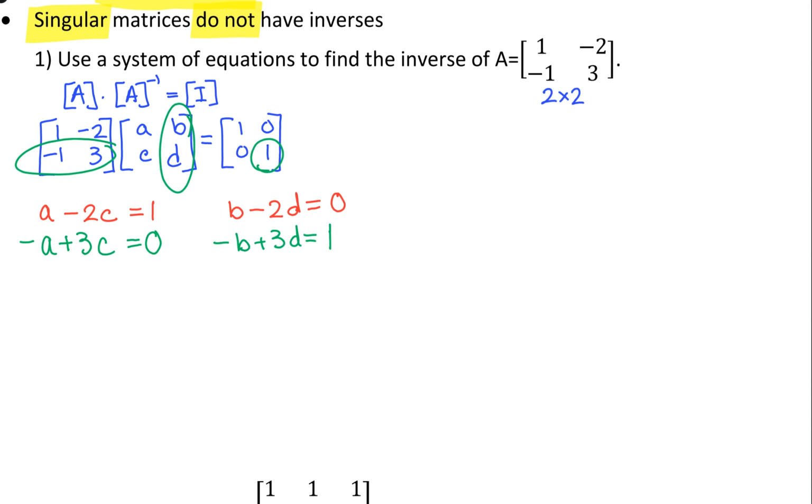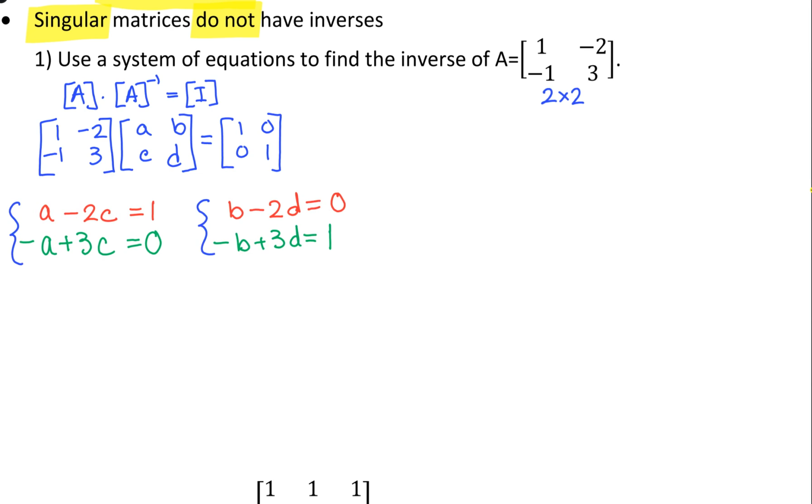And now we have 4 equations. What we notice is that each equation has only 2 variables in it. On the left, the 2 equations have both A and C. On the right, we have B's and D's. So essentially, I've set up a 2 variable, 2 equation system, and then a second 2 variable, 2 equation system.